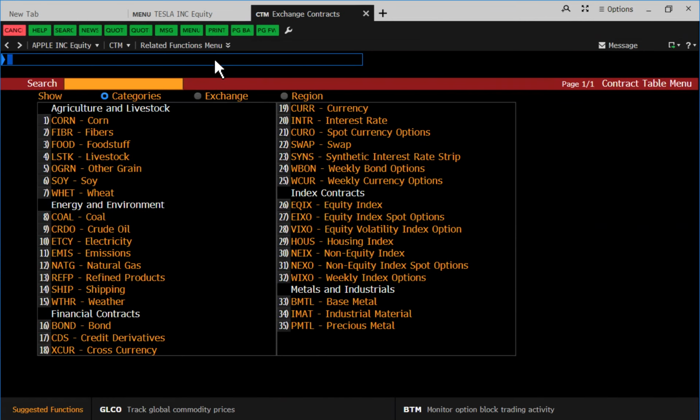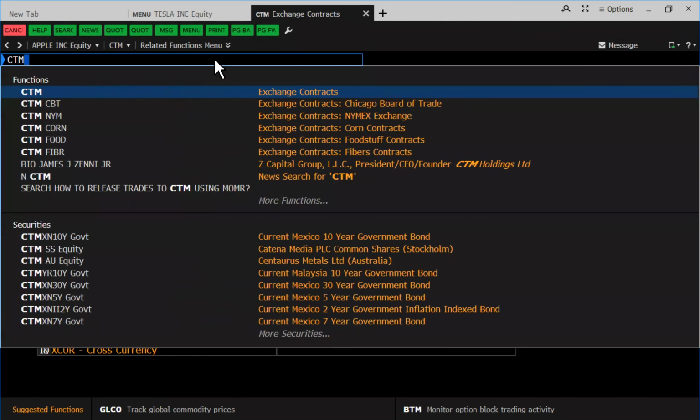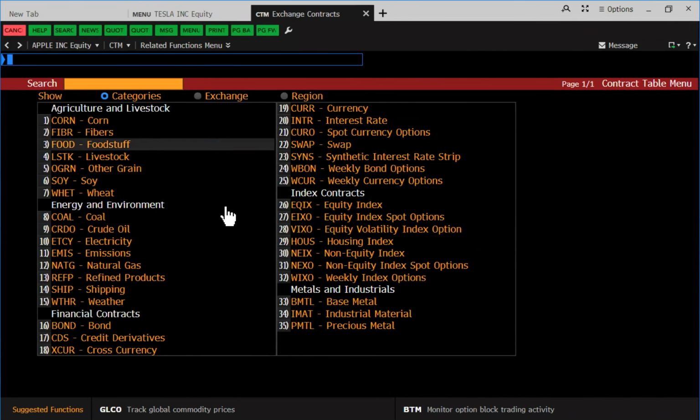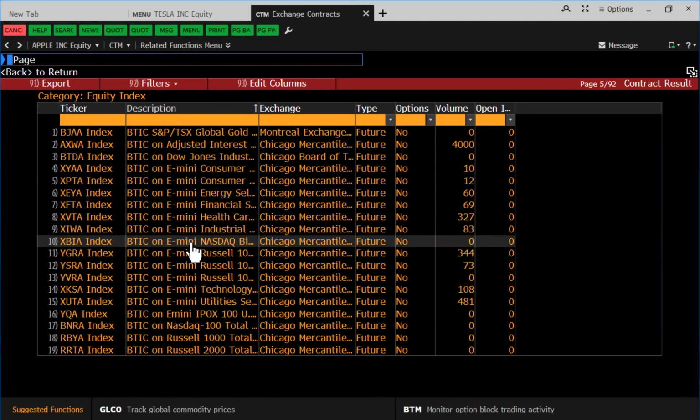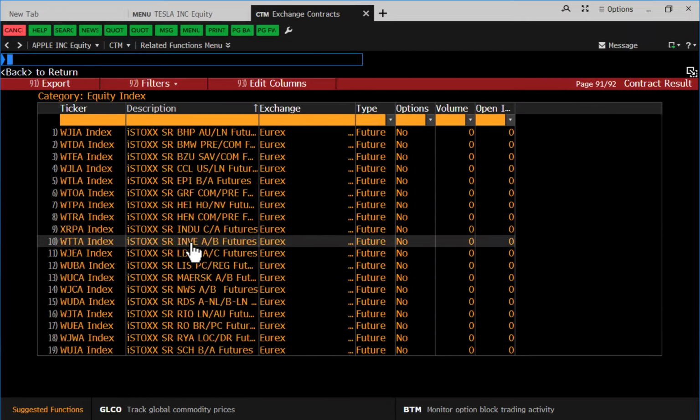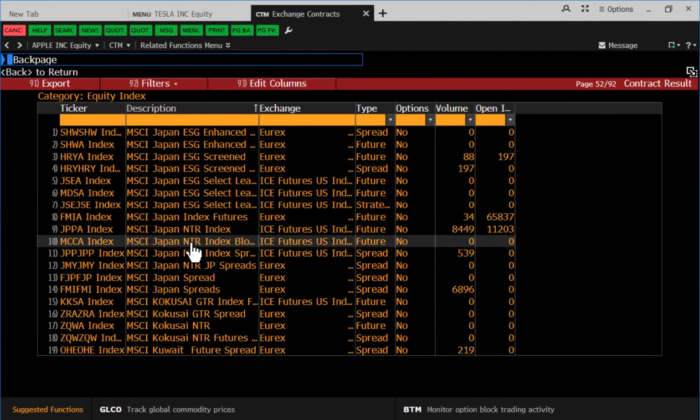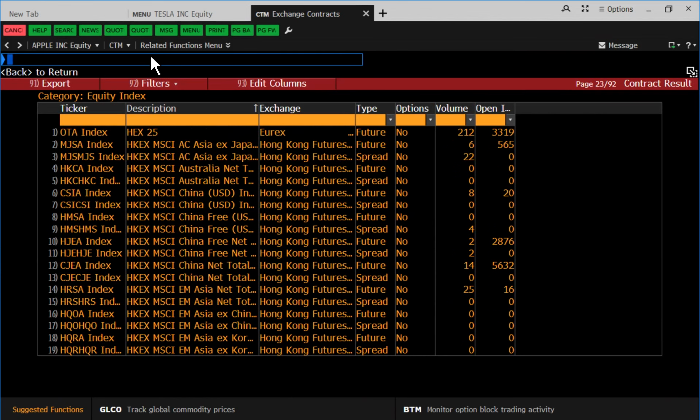For other assets, we talked about equity and options data and also the fixed income market. How about futures? For futures, you can do CTM. You have different futures to choose from: commodities, currency, index, energy and environment. Let me just choose equity index. Again, I'm not going to go too deep into this. You can extract the index and the information that you want once you get into this area.